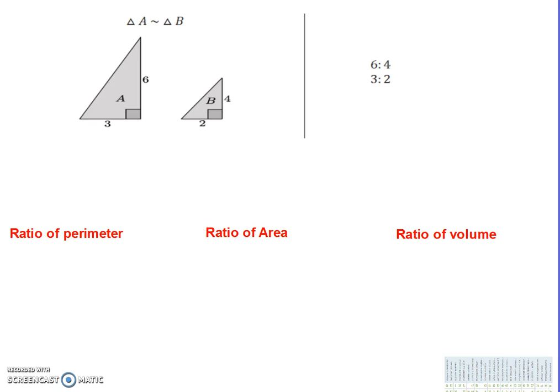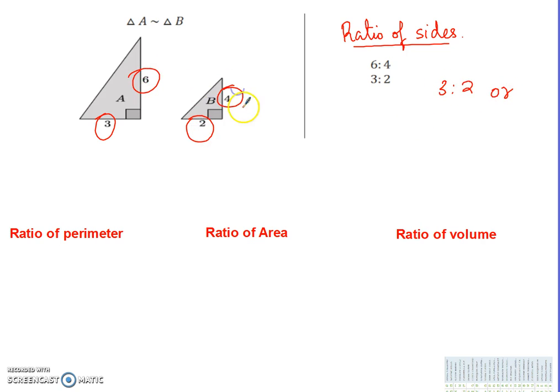Now, how does the ratio of the length of the sides connect to the ratio of perimeter, area, and volume? So you have two similar triangles here. Triangle A similar to triangle B. Okay, so this is the ratio of the side lengths. Okay, so 3:2. 3:2, or you can call this as 6:4, which when you reduce it, you still get 3:2.